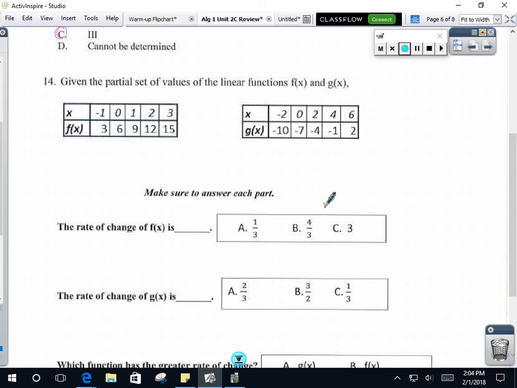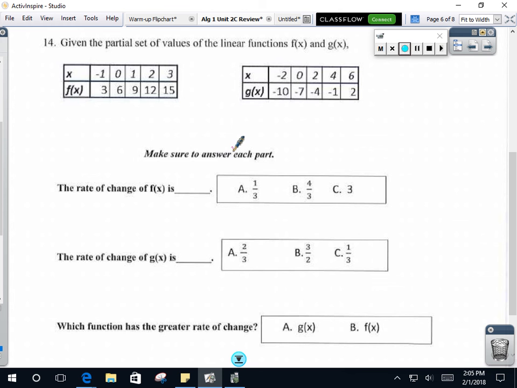Okay, number 14. Given the partial set of values of the linear functions f of x and g of x, we're going to find the rate of change. Remind me what rate of change is the same as? Slope. So when you're given a table, how do you find the slope? Or you can look at the pattern. But since I'm pretty confident people can look at the pattern, let's do the slope formula. What 2 points do you want to use?